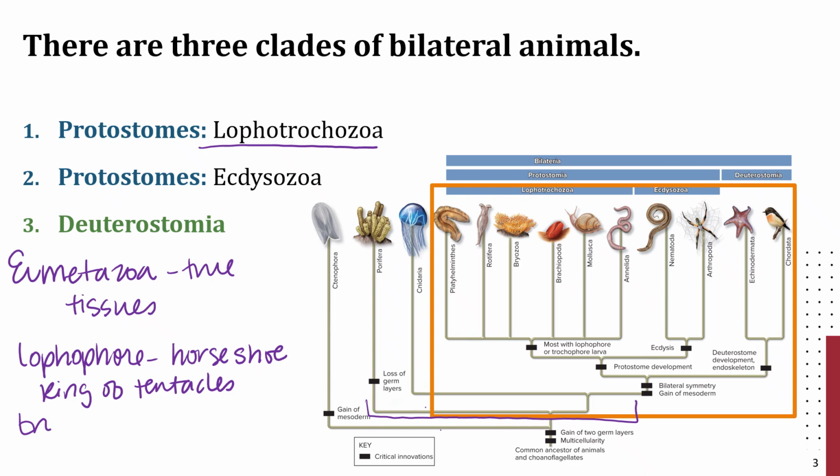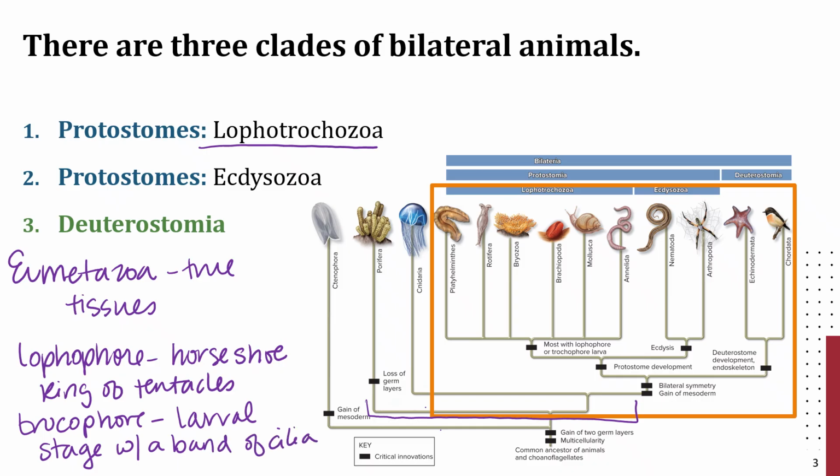The trochophore part of the word is an organism that has a larval stage with a band of cilia. It's not super important to me that you know what these are. I'm just trying to explain this really weird word that you probably never heard before. Basically, what it's saying is that the ancestral organism had this horseshoe ring of tentacles, and the larval stage of the ancestral organism had a band of cilia around the center.